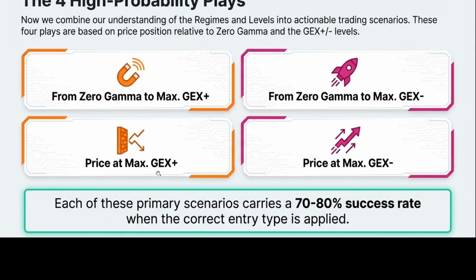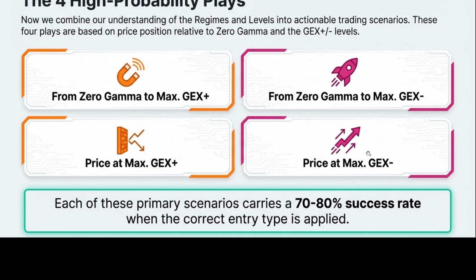The third is when price is at a max GEX level. This acts as a wall. We can try to find a reversal trade here when price is at the max GEX level, the positive GEX level. And when price is at the max negative GEX level, I don't think that we have to treat this like a wall.